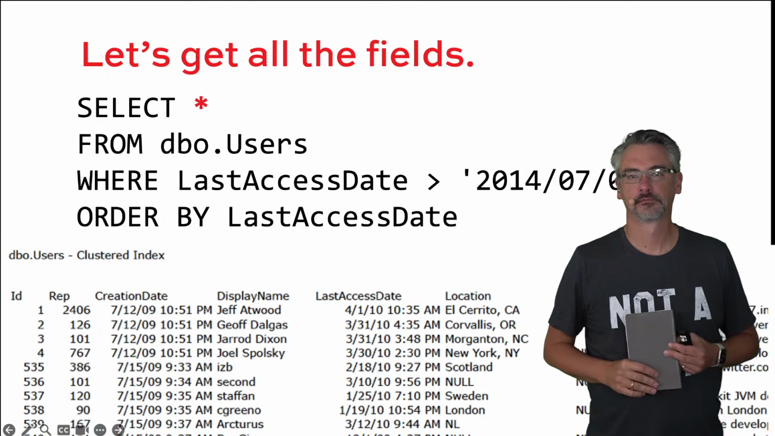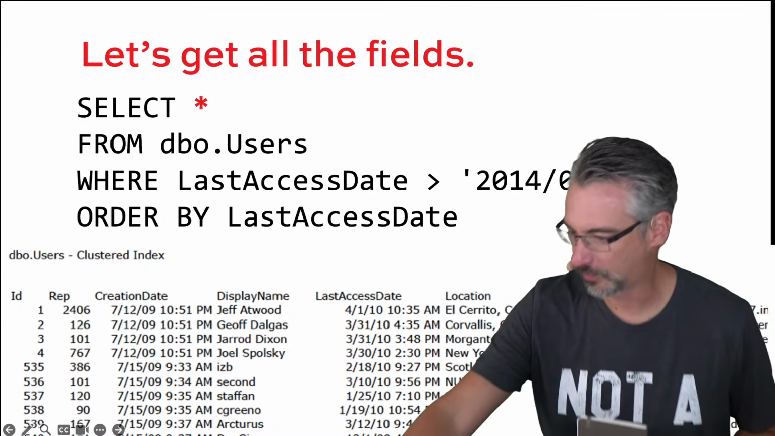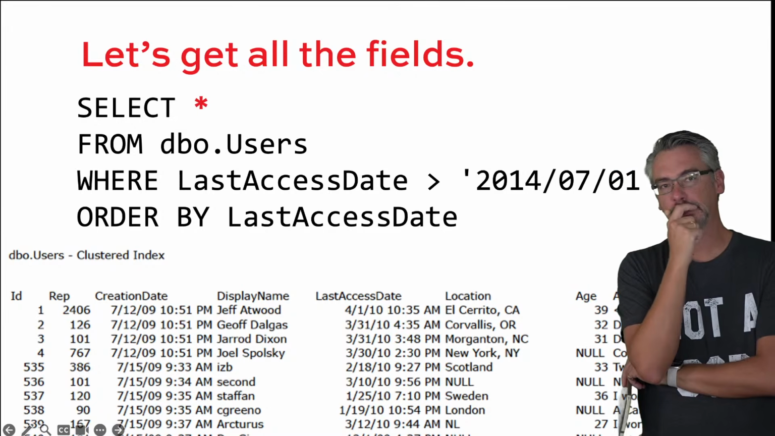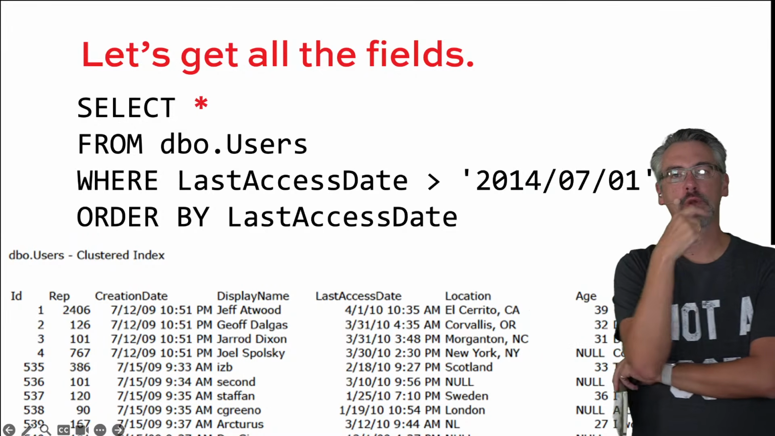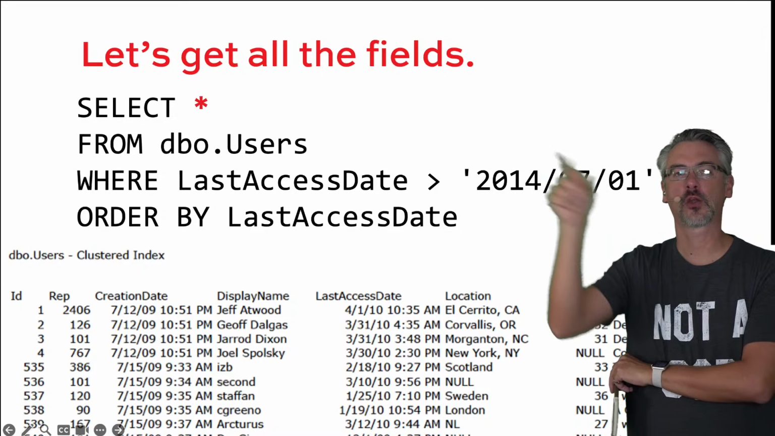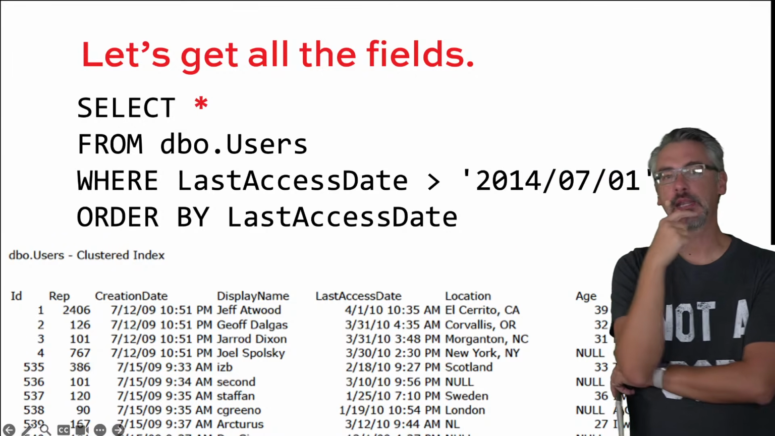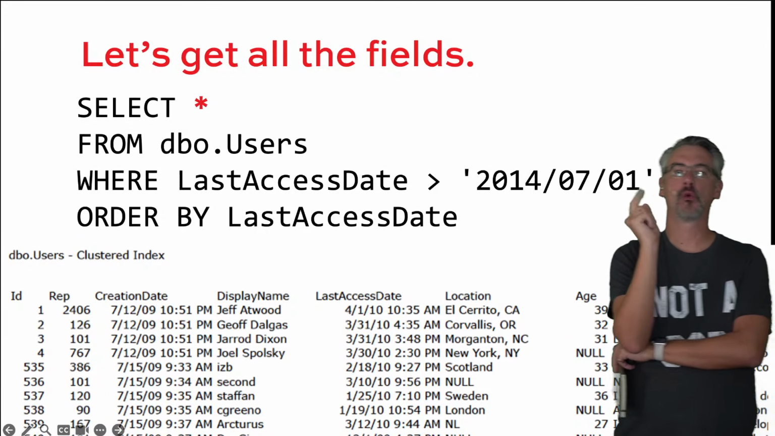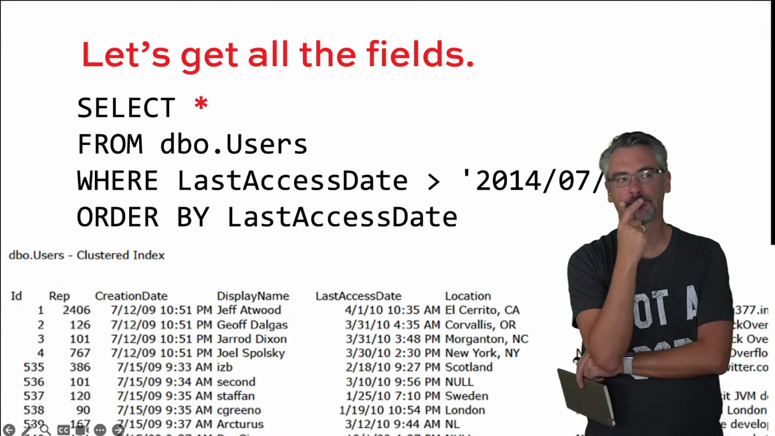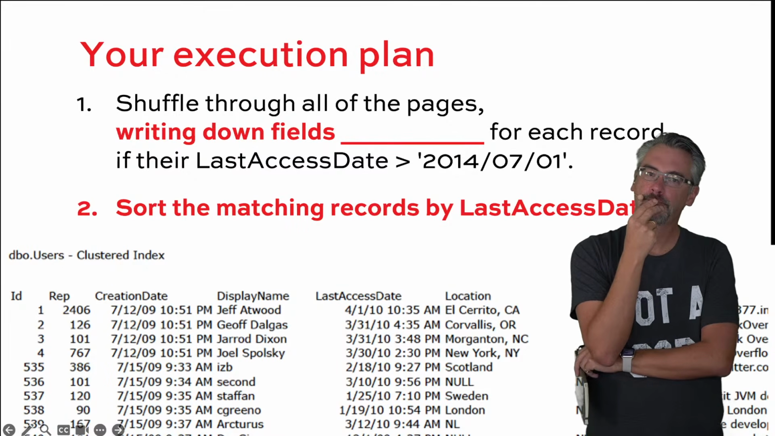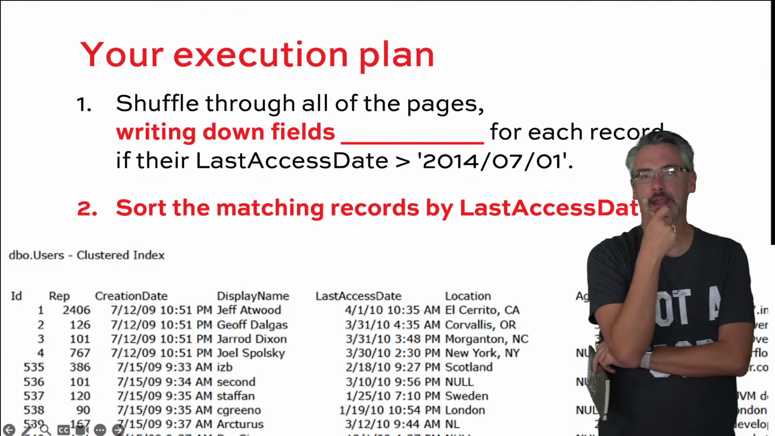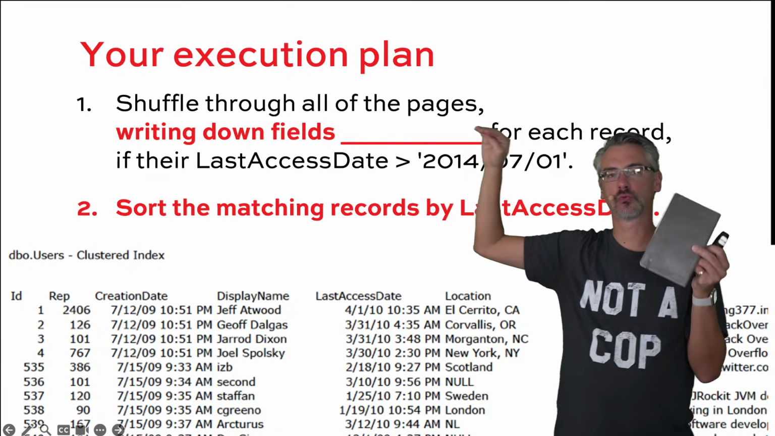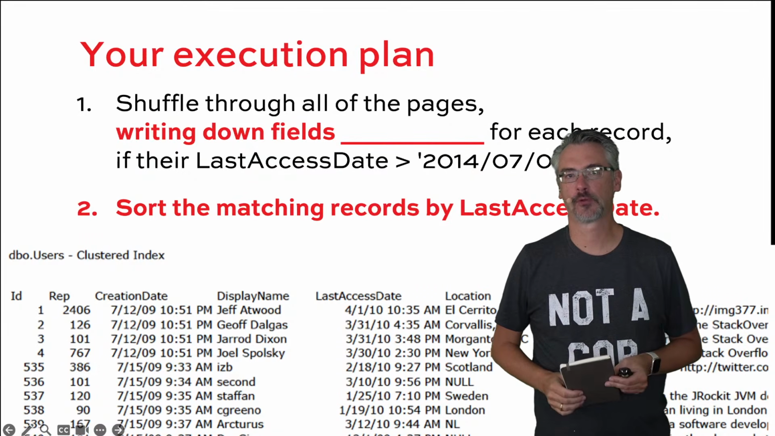Next up, select star. I should push a button here. In plain English, how are you going to accomplish that query? In plain English, does it change the way that you work? A little bit. Now what do we have to write down? As we read through all of the pages, what are we going to go write down on our scratch paper?